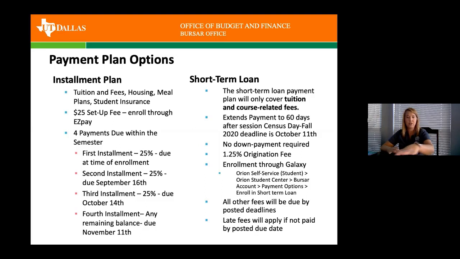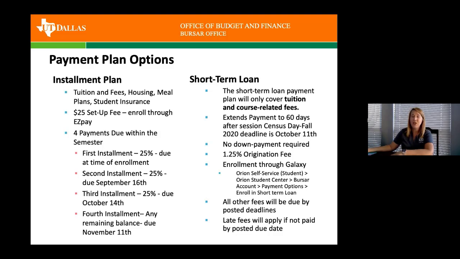So again, here are the steps to do that. You're going to go in, follow the steps, and it'll take you to the short-term loan. There's a little bit of a process once you get to the short-term loan. It'll ask you for some terms, and then you agree to those terms and move on, and then that should give you that extension.